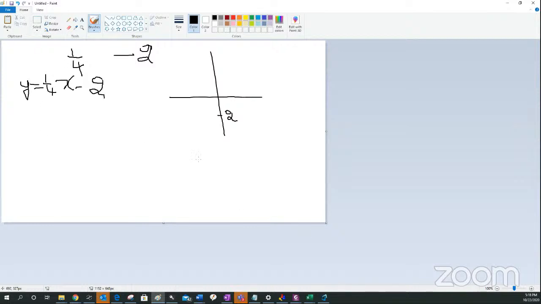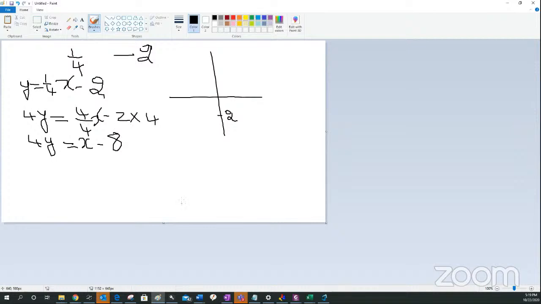Then usually when I do this, I like to look at my options to see what they look like. You have a 4 and you want to get rid of the 4, so you multiply everything by 4. Then you will have 4y equals 4/4 x. I'll do it slowly: minus 2 times 4. That's how you get 4y equals x minus 8.